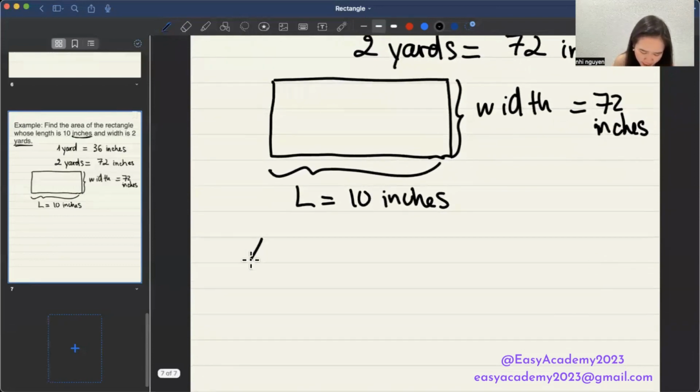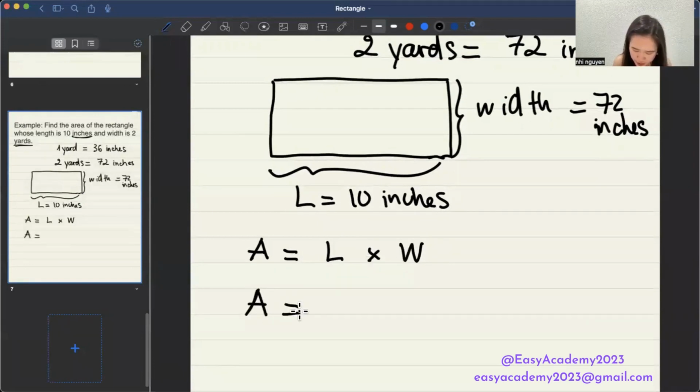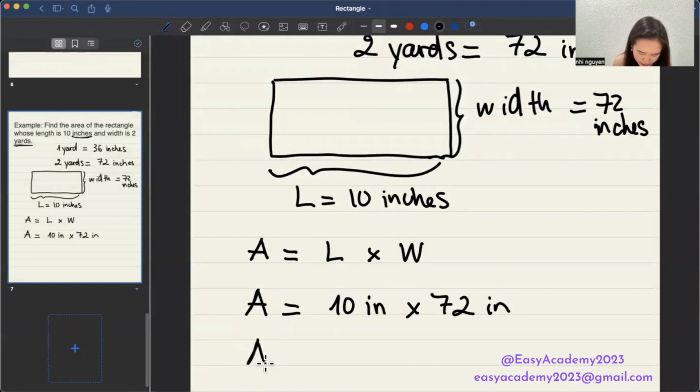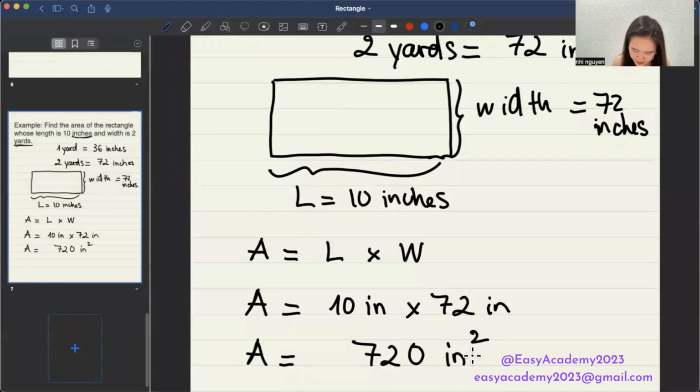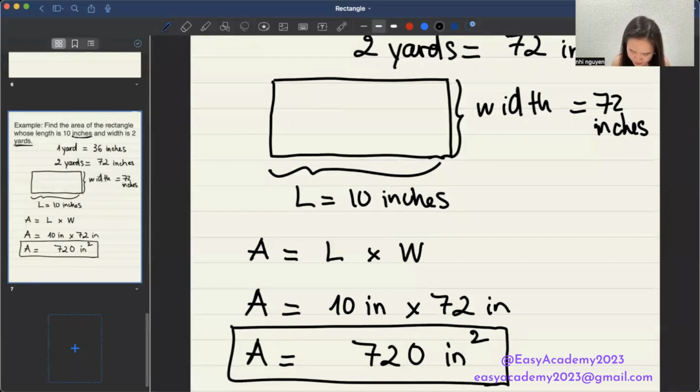We have our formula. Area of rectangle is equal to length times width. Area is equal to 10 inches times width, which is 72 inches. And the area is going to be 720 inches squared. So that is our final answer. Remember, it's a square unit.